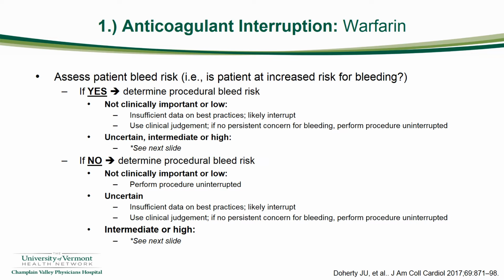the next slide. And then for patients who are not at an increased risk of bleed, again, determining procedural bleed risk. For those procedures that are not clinically important or have a low procedural bleed risk, we can perform that uninterrupted. For those that are uncertain with regard to their procedural bleed risk, similar to what we talked about before, there's really insufficient data in this case. You are likely to interrupt in this scenario. However, if there's no persistent concern for bleeding, you can also consider performing the procedure uninterrupted. And then again, for your intermediate or high bleed risk procedures, we'll talk about on the next slide how we actually manage that.